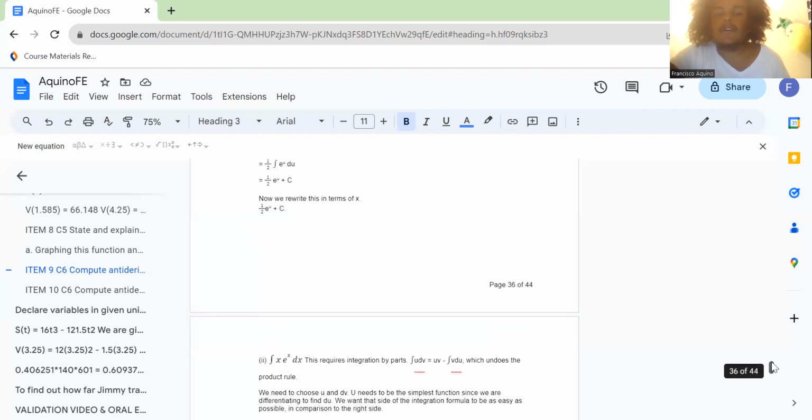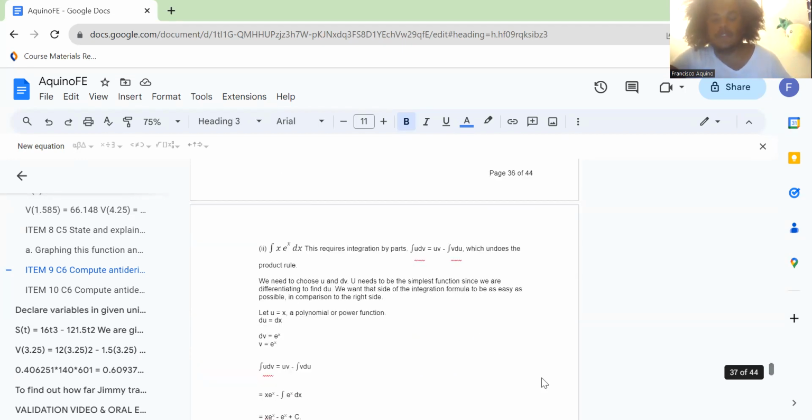Now for number 2, this is a product of a variable and a function. This would require integration by parts, which is the integral of u dv equals uv minus the integral of v du. And this undoes the product rule, calling back to the relationship between derivatives and integrals. And so your first step, you want to choose u.